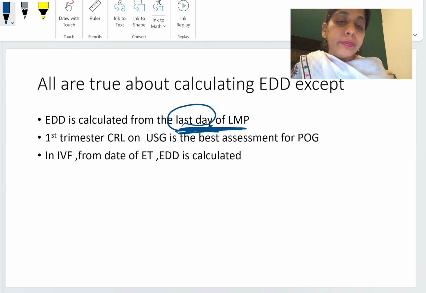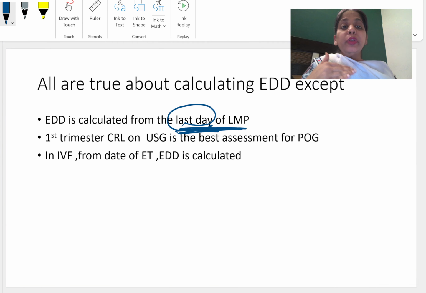And if a patient is unaware of her LMP, has forgotten the LMP, or if the patient is a case of contraception failure, then we do rely on the first trimester CRL, and that was a question of the NEET PG PYQ. And in the case of IVF, we rely only on the embryo transfer date, and that is how we calculate the EDD.